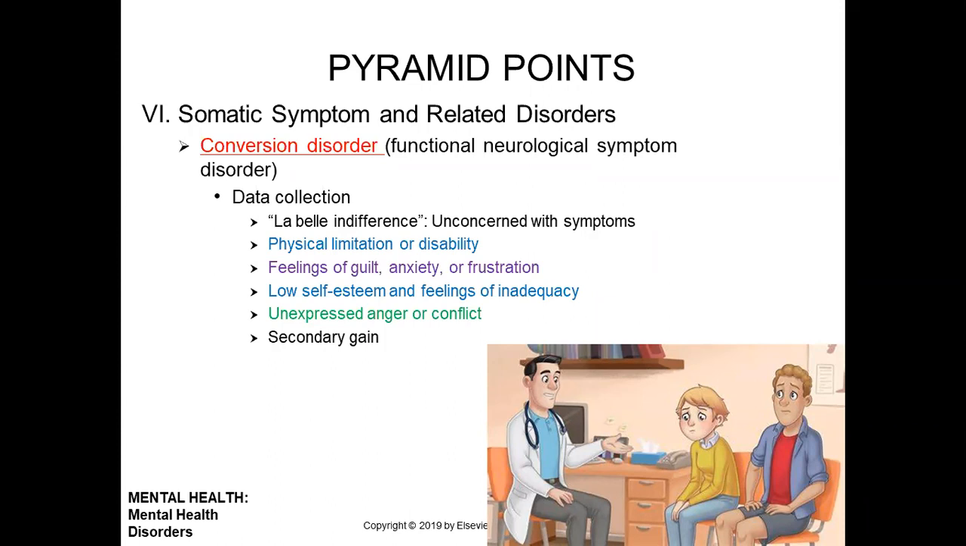First of all, they mention la belle indifference. This is the sign. And also physical limitation and disabilities, or feelings of guilt, anxiety, or frustration, and also unexpressed anger or conflict, or secondary gain. So we can diagnose this disease with tests like CT or MRI. Laboratory and diagnostic tests such as CAT scan or MRI can be performed to rule out underlying pathology, if any, but usually we find none.